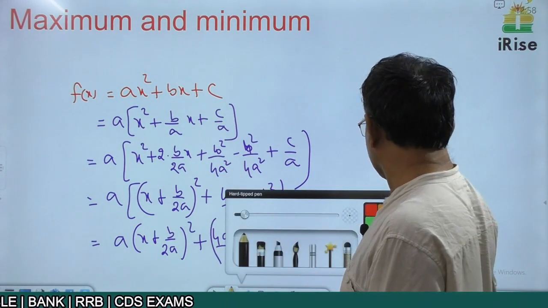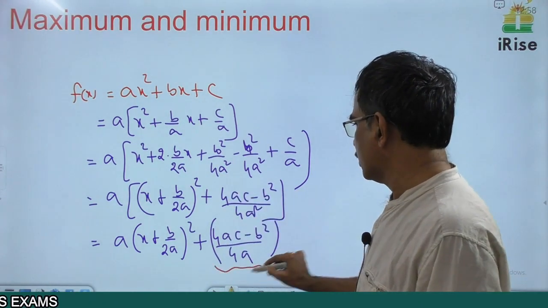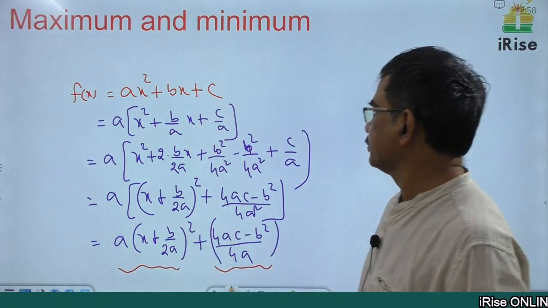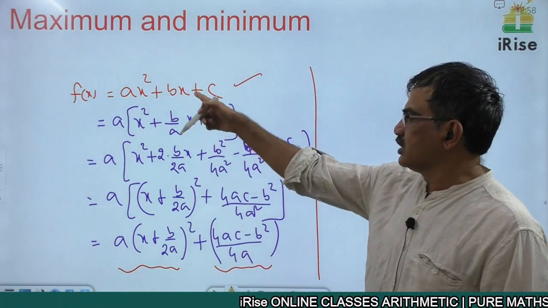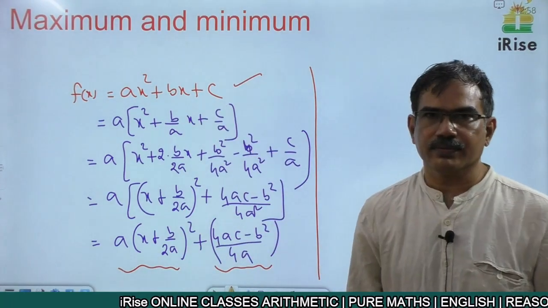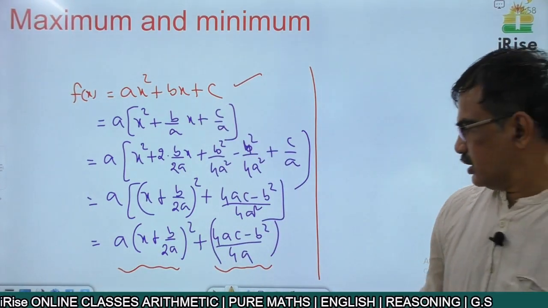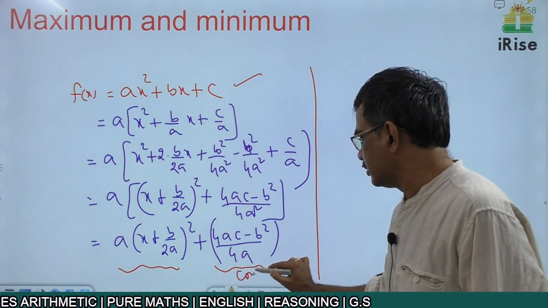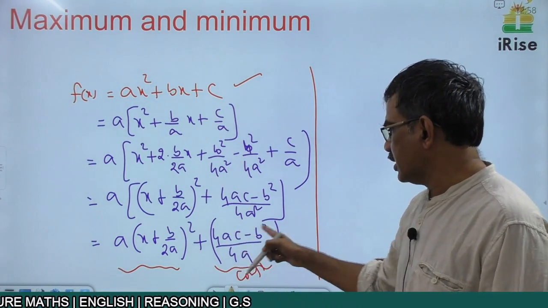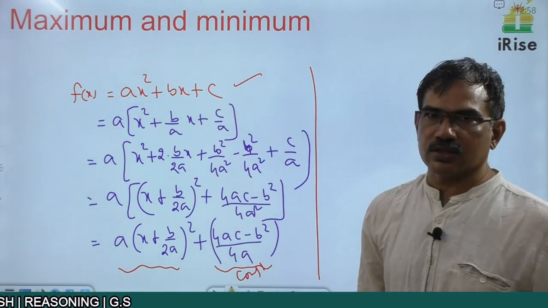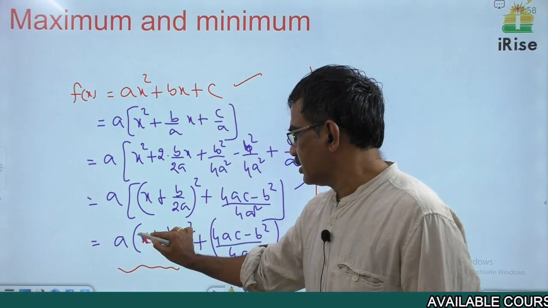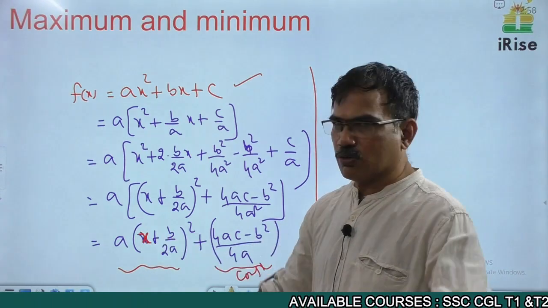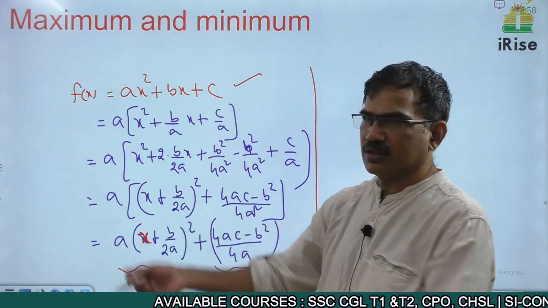See this carefully. This is one part, this is the second part. So the equation can be written like this. This second part is always a constant because a, b, c are constants, coefficients. Here we have x, this is the variable. If you put different values of x, we get different answers.